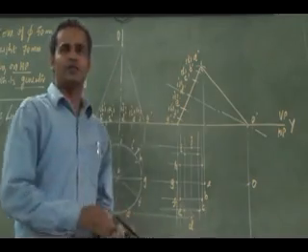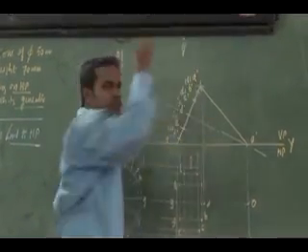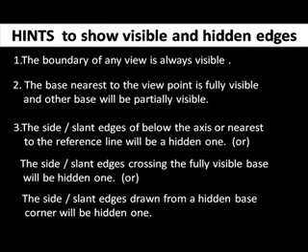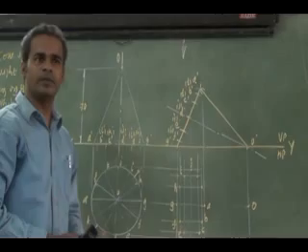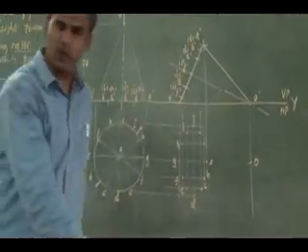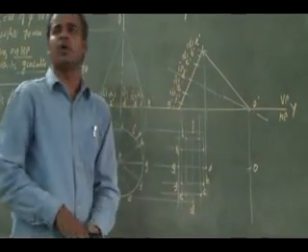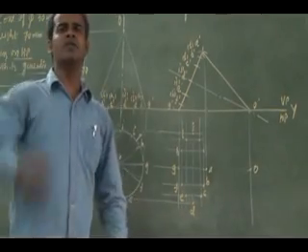Now, look at the front view. Can I see the base fully or is it partially visible? While looking from the top, the base is fully visible. So in this orientation, the base is fully visible, so I can join all my base points as a visible line.